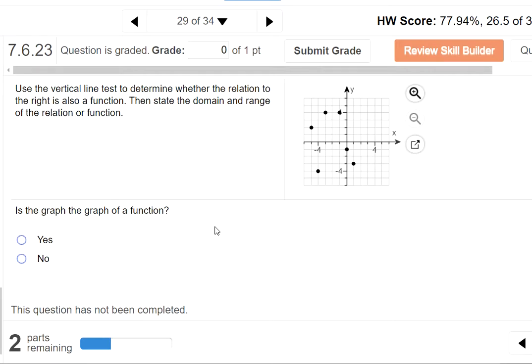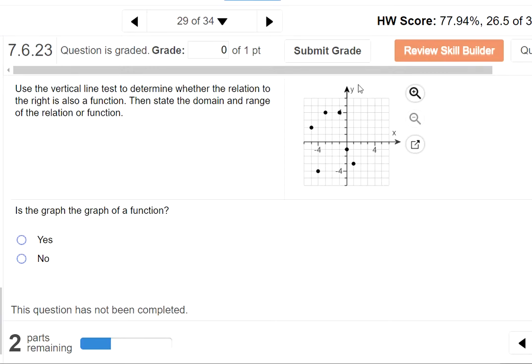So you might be thinking, well, I've got a bunch of dots. I don't have an equation. What do we do? We use something called the vertical line test. If you graph any function in math, it has to pass the vertical line test to be called a function. If it doesn't, that means there's more than one output for one input.